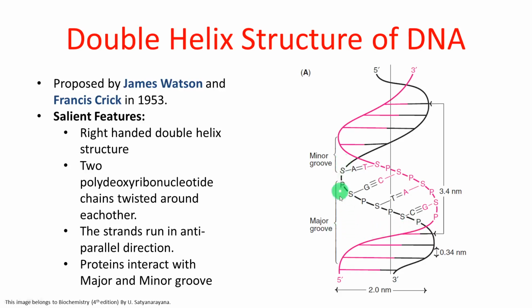Now, what is the significance of this minor groove and major groove? Whenever proteins are going to interact with this DNA, the proteins interact along this major and minor groove over here. So proteins are going to interact with DNA at this minor groove and this major groove only. They are not going to disturb the base pairing in between. They will be interacting only at this major and minor groove.